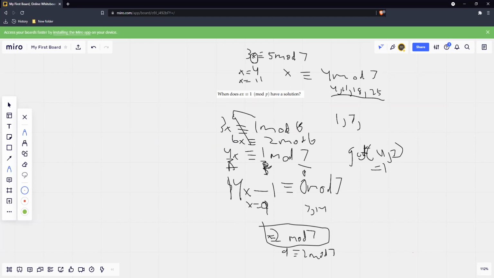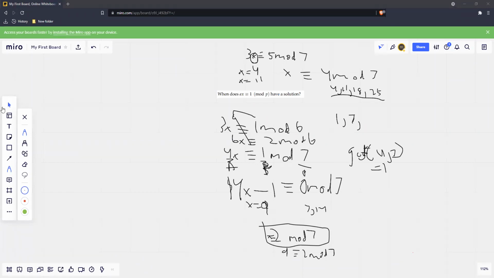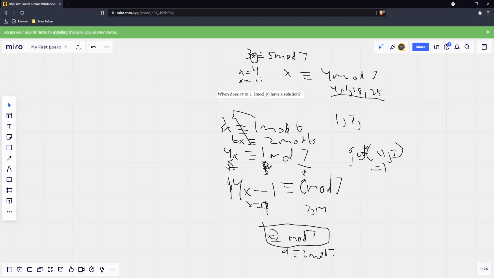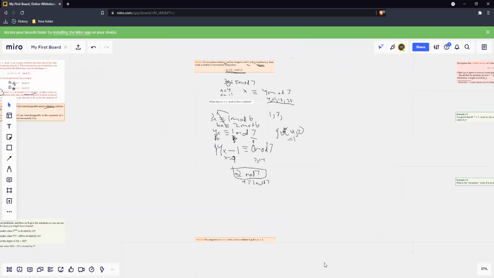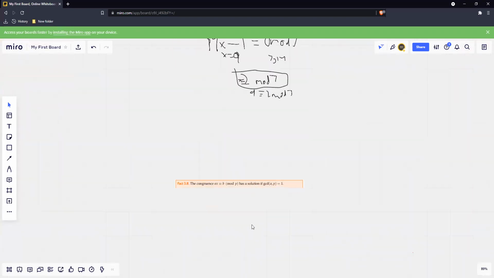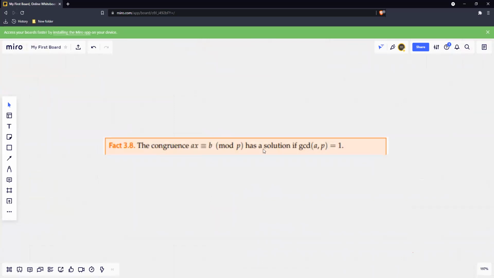Like, say 3 and 6: just multiply this by 2 and you see this is already a false statement. Why? Because 3 and 6 are not coprime. So for now, as long as A and P are coprime, you will always have a solution, at least for integers. Yeah, you'll always have an integer solution. So this basically sums it up. This is the same thing as saying that this is coprime. So the congruence AX is congruent to B modulo P has a solution if GCD of A and P is equal to 1.